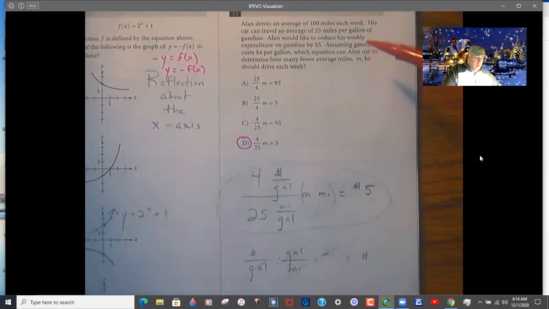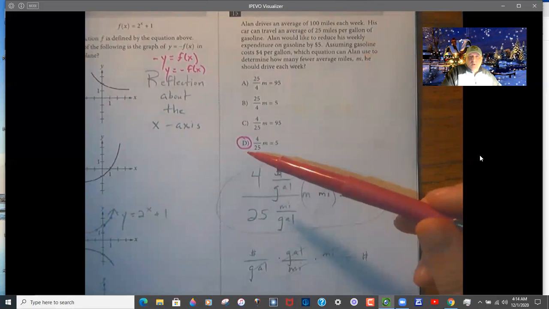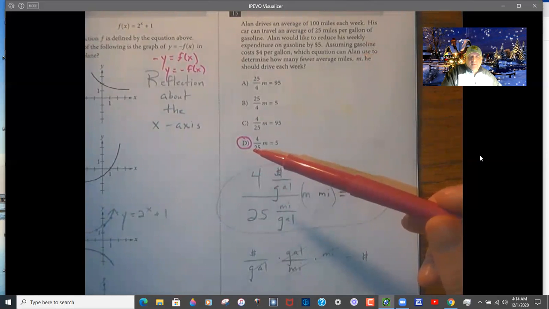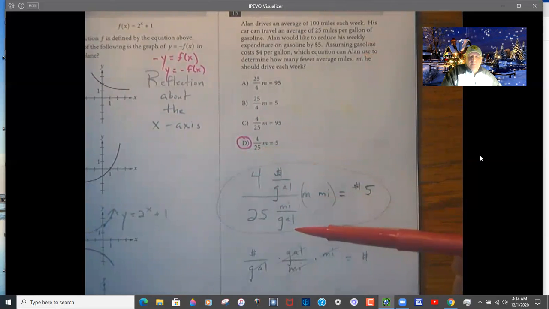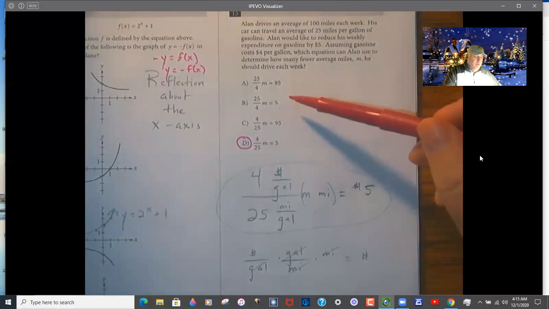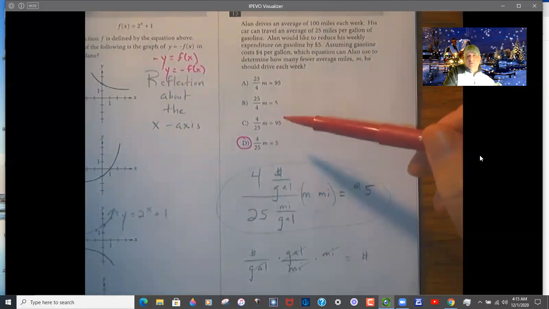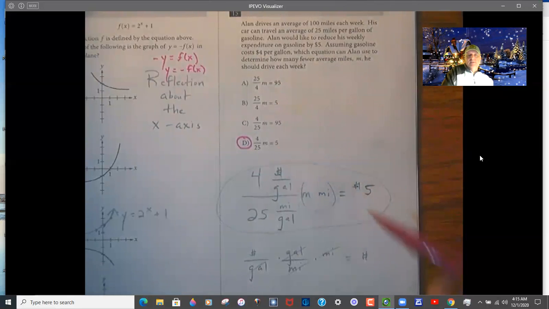Okay, this is all about figuring out the right units when you do this. So the 4 represents dollars per gallon, the 25 represents miles per gallon, and the M represents miles. And we want to end up with dollars for our units. So of these setups, you're really looking at B or D because you want to end up with $5.